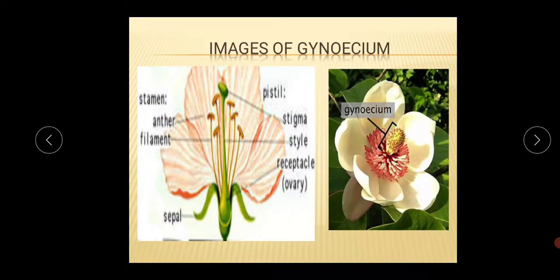The next thing is the images of the gynoecium. This is the diagrammatic view, and the right hand side picture is the real picture. This is the gynoecium portion. If you dissect the gynoecium, you will get all these things: the pistil, the stigma, the style, the ovary, and so on.